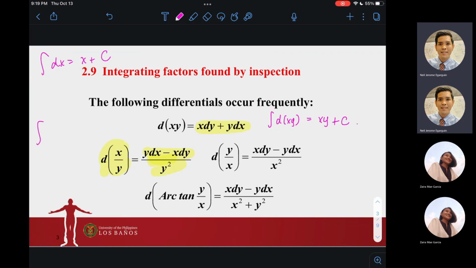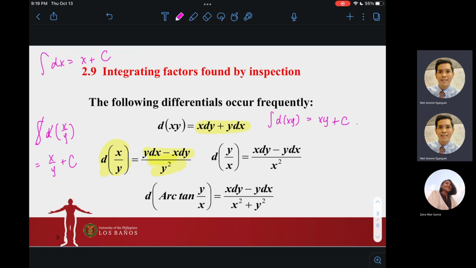Kasi yung integral ng d(xy) ay equal lamang kanina. Ang integral ng differential ni x over y, parang naka-cancel yung integral at saka yung differential, natitira lang si xy o si x over y plus c. Okay? Tapos pag nabaligtad naman sila, baka naman na makuha mo yung x dy minus y dx over x squared, siya naman yung differential ni y over x. Tapos, baka naman, ang makuha mo ay ganito yung itsura.